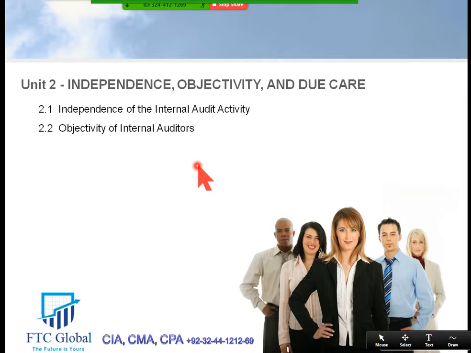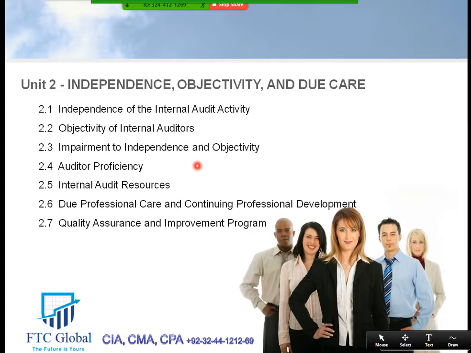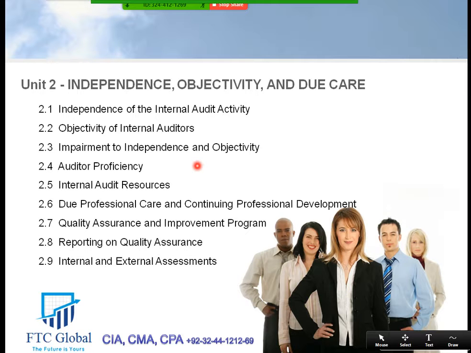So let us see the subunits included in this chapter. We have independence of the internal audit activity, objectivity of internal auditors, impairment to independence and objectivity, audit proficiency, internal audit resources, due professional care and continuing professional development, quality assurance, a very important area, reporting on quality assurance, and finally internal and external assessments.